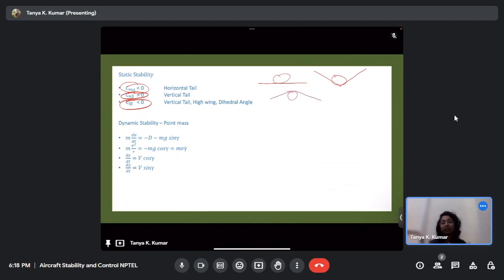Then we moved into dynamic stability and looked at its equations. These were the equations that pertain to the dynamic stability of a point mass in 2D, a two-dimensional scenario. We have four equations of motion. One tells you how V dot changes, the other tells you how gamma dot changes, and then you have your translational cases, that is X dot and Y dot. So this is for a point mass case.